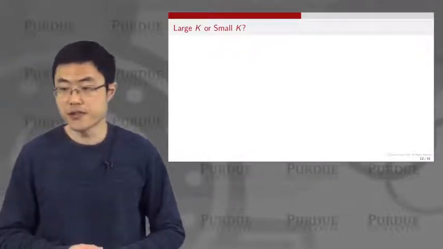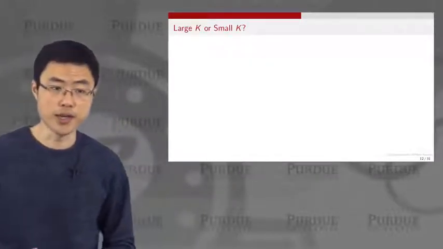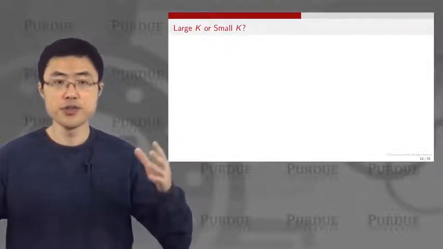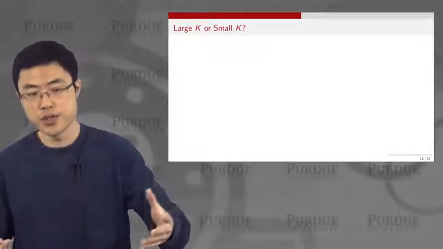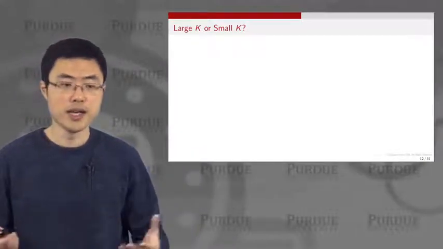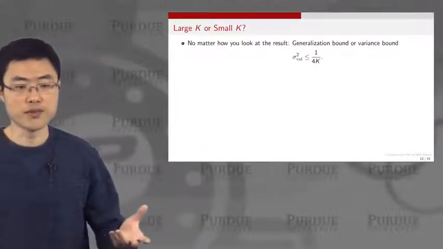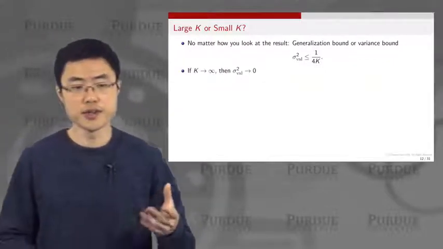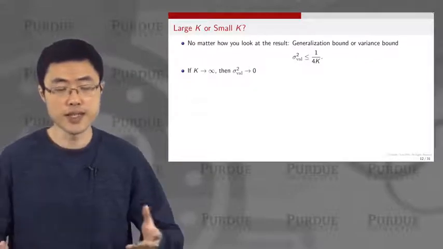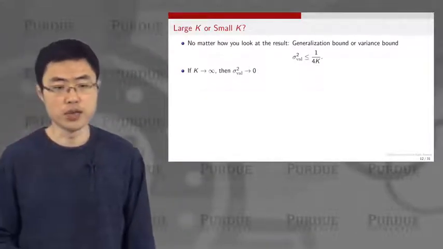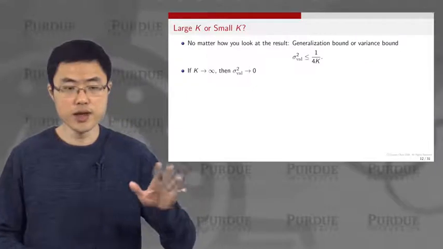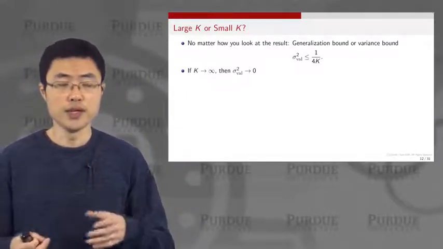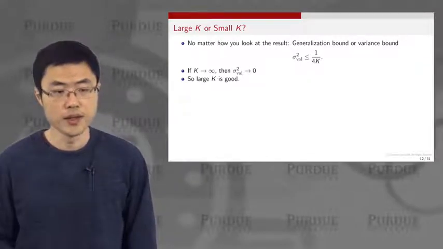So should we use a very, very large k, or should we use a very small k? There should be a clear discussion here, because if you use a large k, then in principle, as we have just shown, you will be able to get a very, very good bound. However, if you use a very, very large k, then you may not have enough training samples for doing the actual training. So there should be a trade-off in the number of samples that you allocate to the validation set.